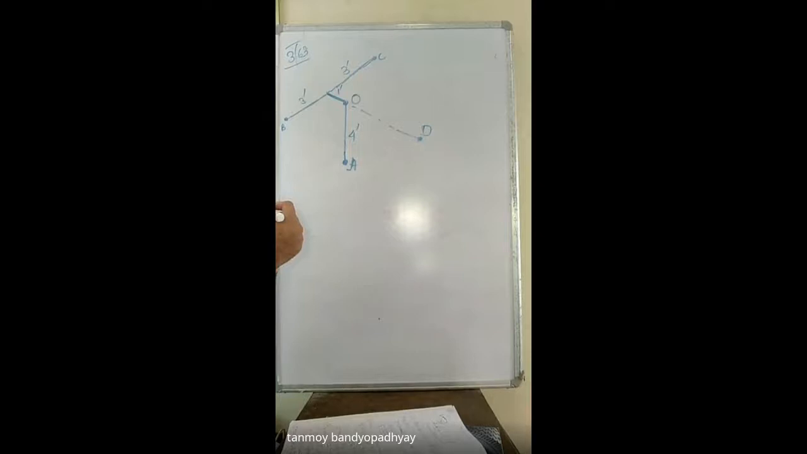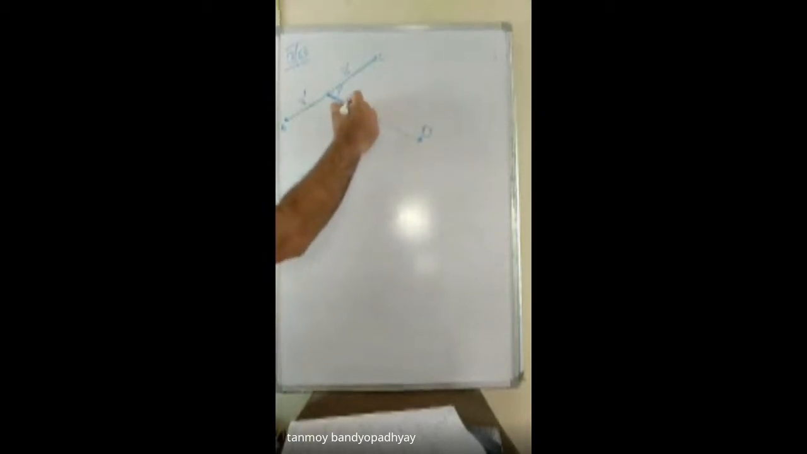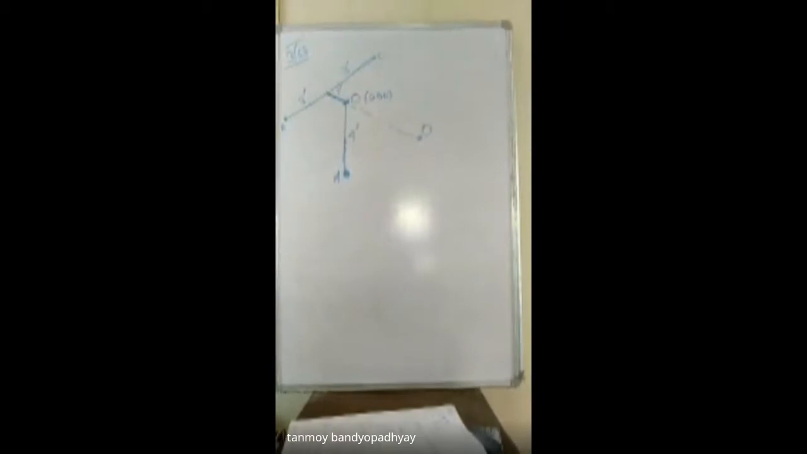So this is the point A. From here, a weight has been suspended. I am assuming that the origin lies here. This point I am calling the origin 0, 0, 0. And this distance OD is 3 feet. This is 1 feet.